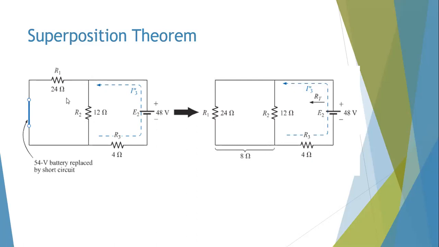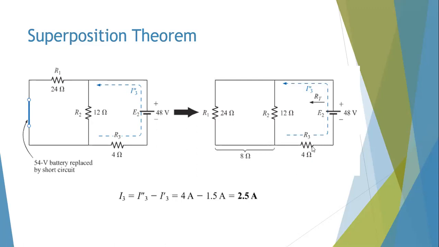So if you combine these two together, you know the formula for that, product over sum. So 24 times 12 divided by 24 plus 12, you're going to get 8 ohms. Now this 8 ohm here is simply in series with this one. And then 8 plus 4, you get 12, and so you get 4 ampere. So you should be able to get these answers now.